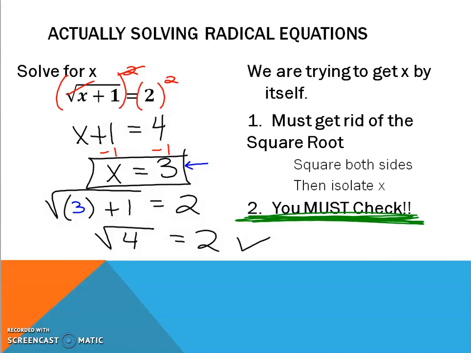Okay? When you were in middle school, they made you work it all the way down until you got 2 equals 2 to prove it. You don't have to do that. I trust that most of you guys know what the square roots are at this point, but you do need to check and make sure that that gives you the correct answer.